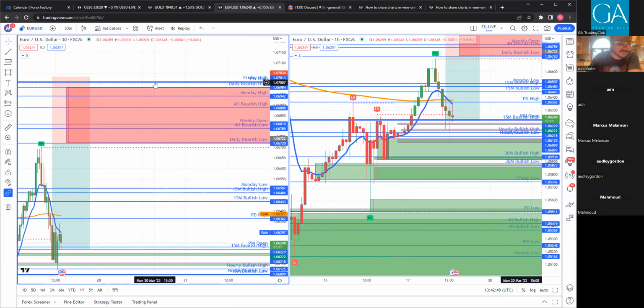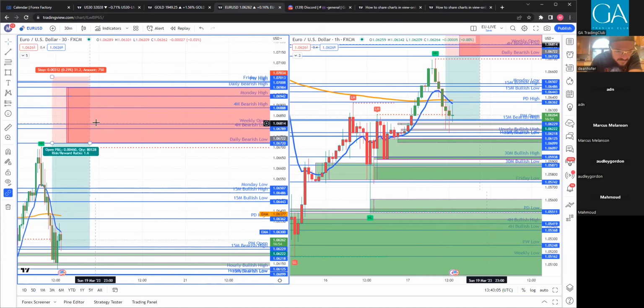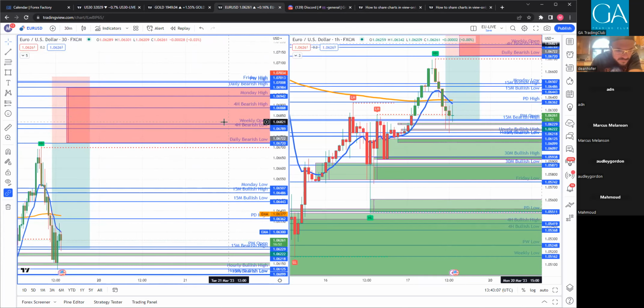One of those trades, one of the 3 or 4 trades in a month, you can pass a challenge with. Because what do we have in here? We have a daily bearish low, we have a 4-hour bearish low, we have a weekly open, we have a 4-hour bearish high, and we have a daily bearish high. We don't have any bullish zones in here.